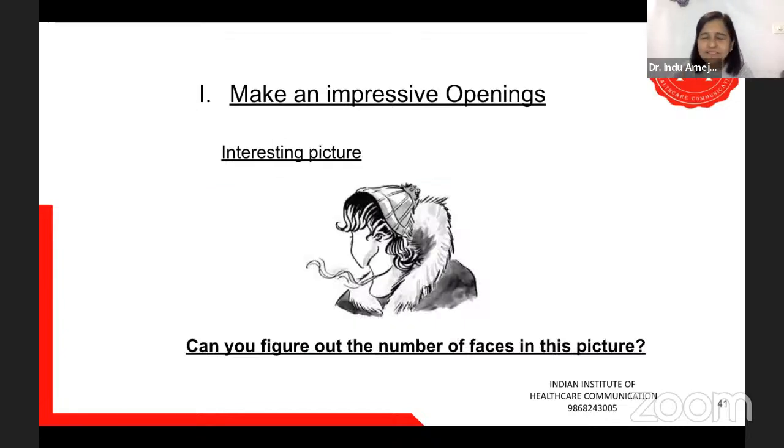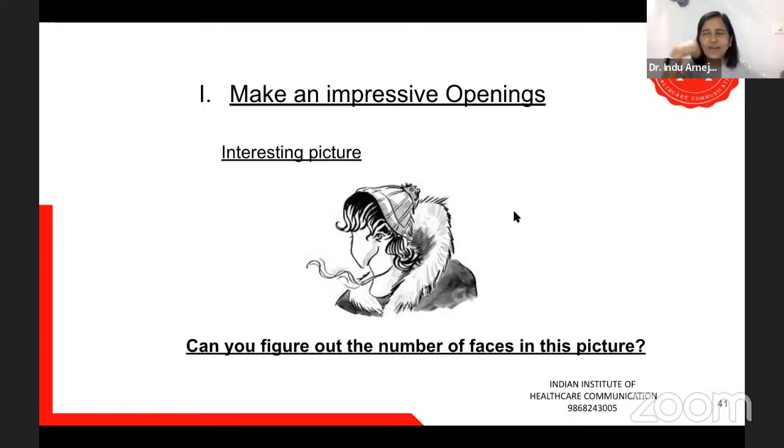Then show them an interesting picture and ask them, how many faces can you see in this picture? By the way, how many figures can you make out? How many faces? 1, 2, 3, 4. Wait, what do others say? 3. 4. Is it? I could see only 2. No, 4. Oh my God. 1, 2, 3, 4.